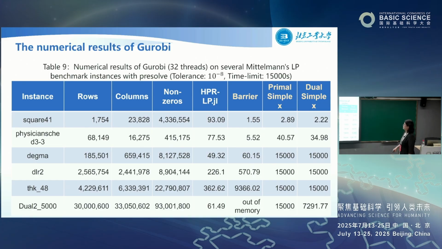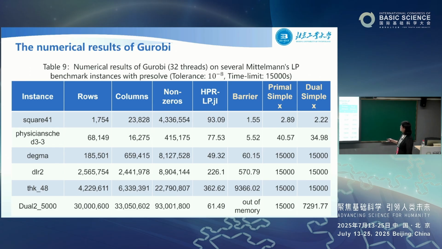Okay, even for the CPU case, we compare with Gurobi with 32 threads. We test Bitmain's LP benchmark instance with presolve. And the tolerance is 10 minus 8. And we set the time limit to 15,000 seconds. And you can see this is the scale of the LP problem, and this is the number of non-zero elements. And this is our method. Okay, we can solve very fast.